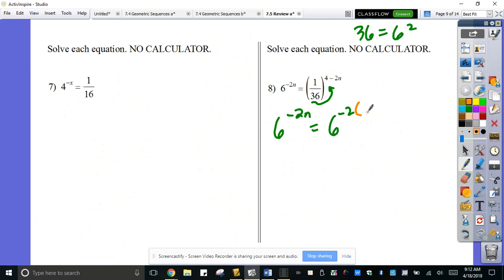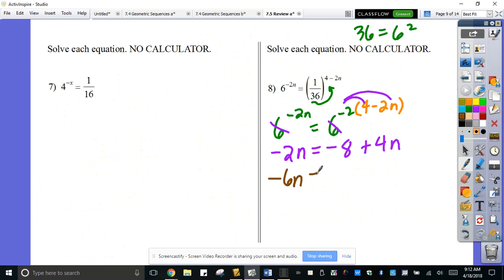But there is an expression here, 4 minus 2n. So now they have the same base. I can cross this out. That leaves me negative 2n equals, distribute this, negative 8 plus 4n. Then the rest is just algebra, solving an equation. I'm going to move this one to the other side, negative 6n equals negative 8. Divide everything by n. That gives me negative 8 over negative 6, or positive 8 over 6, or positive 4 over 3.